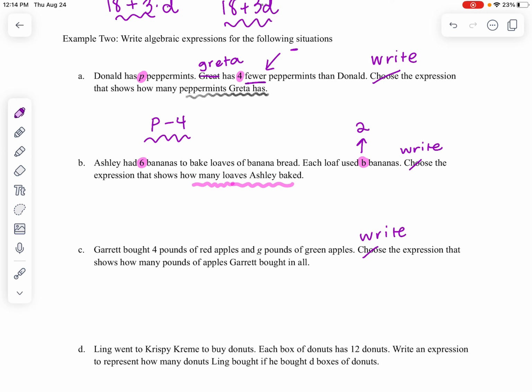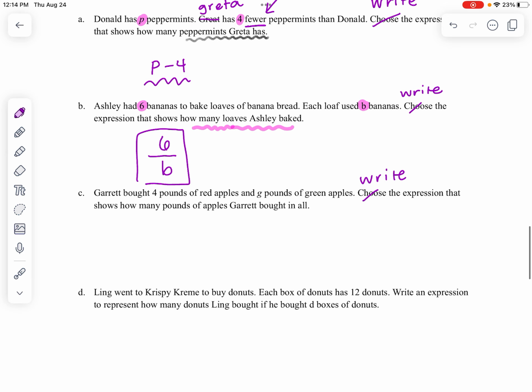If we think about that in reverse, we know that she has 6 bananas, and we don't know how many loaves she has. But if I did 6 divided by the amount of bananas, that's how many loaves I could create. So say B was each loaf needed 1 banana, then I could make 6 loaves. But if it needed 2, I could only make 3, etc. That's just how I think about it to picture it, but the answer right here is 6 divided by B.